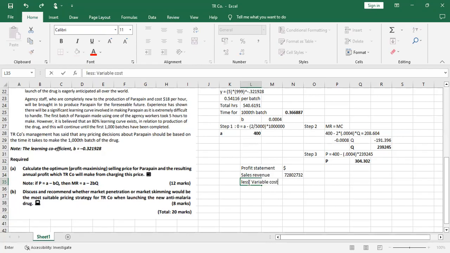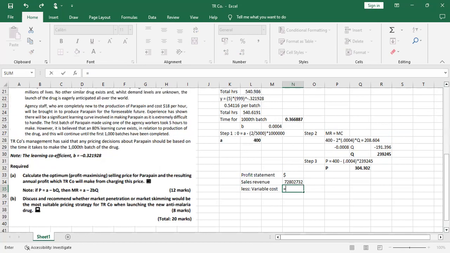Then you will deduct the variable cost. Variable cost is equal to what? We have already determined the variable cost of 208.604, multiplied with what? Multiplied with the number of units, Q, 239 to 45. So you have a variable cost of 49.